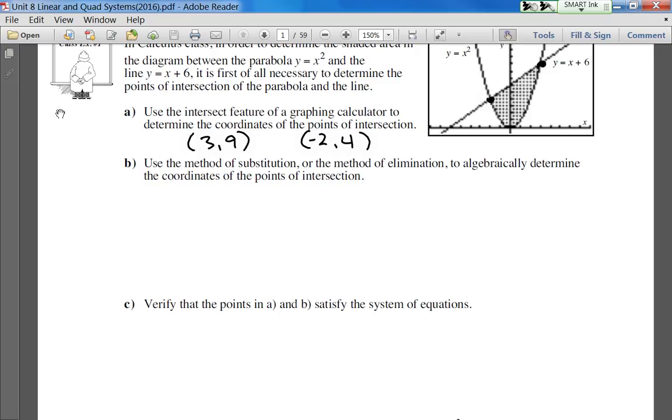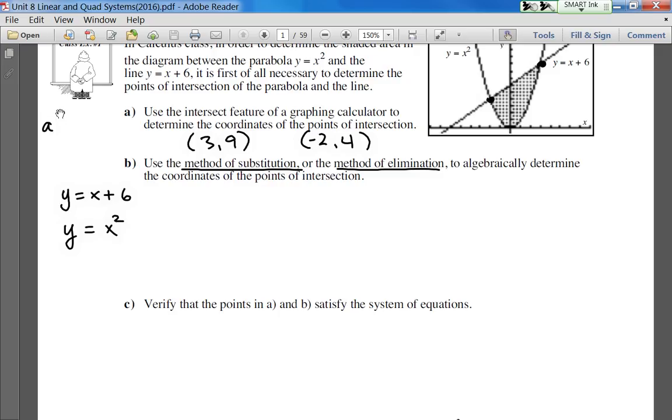Now, to do it algebraically, you're going to use this method of substitution or this method of elimination. So quickly, I'll show you substitution. y equals x plus 6, and y equals x squared. Okay, so let's think about this. And I'll just do something over here. This is very basic math, basic logic almost.